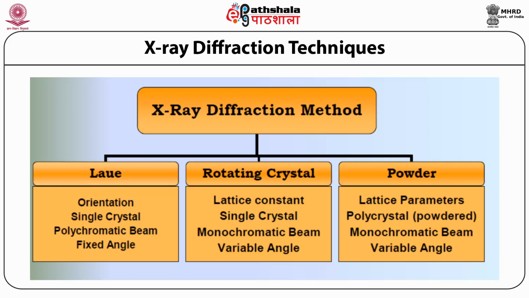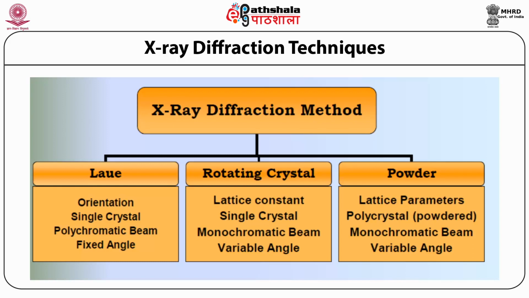You see, in any university setup, this powder X-ray diffraction pattern is what is easily available everywhere. What we want to learn from this is lattice parameters, and here we use a powder sample, a polycrystalline sample, and we use a monochromatic beam and variable angle. This is how I have classified these three techniques on this slide.